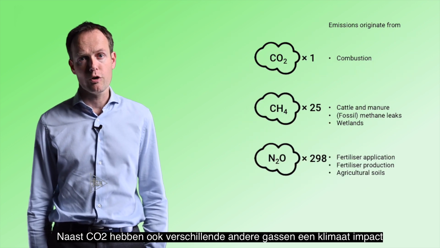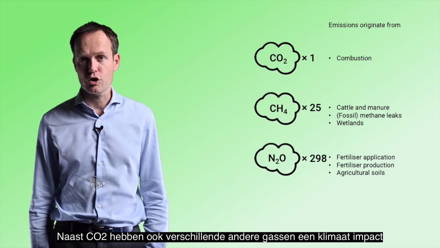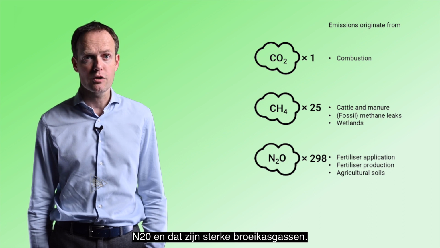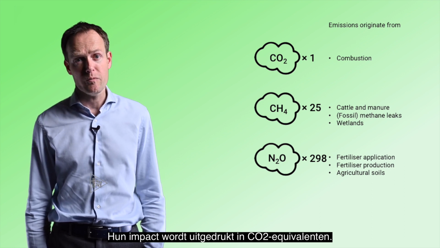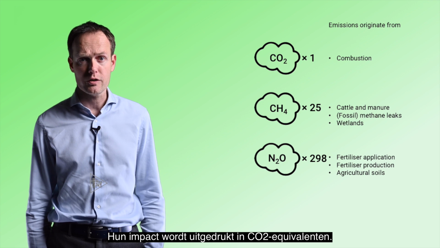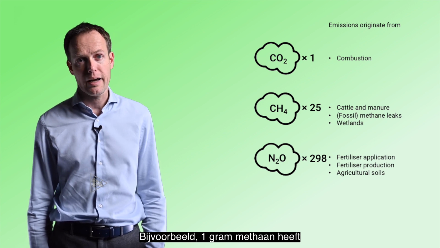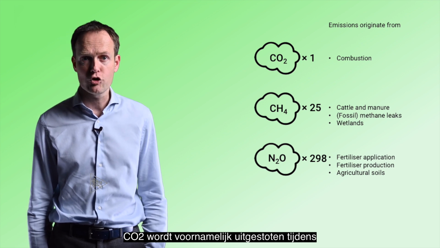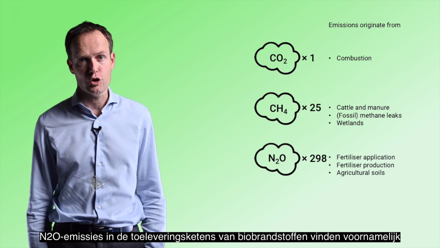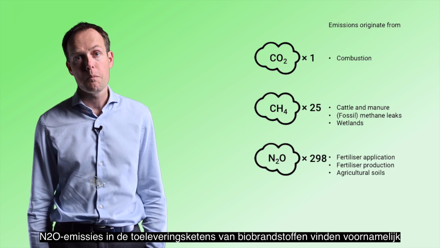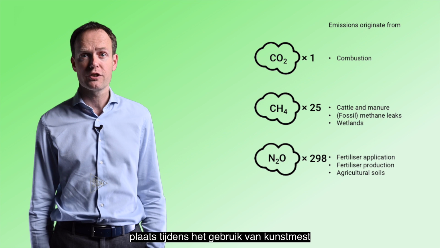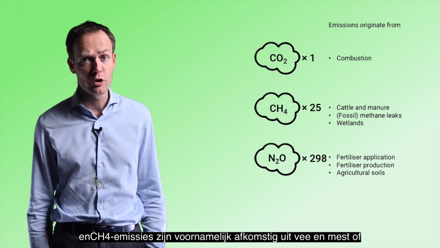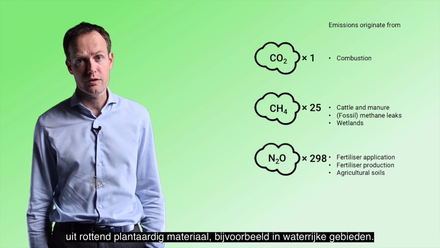Besides CO2, several other gases also have a climate impact, such as methane, CH4, and nitrous oxide, N2O, and these are strong greenhouse gases. Their impact is expressed in CO2 equivalents. For instance, 1 gram of methane has the same impact as 23 grams of CO2. CO2 is mainly emitted during the combustion of fossil fuels. N2O emissions in biofuel supply chains mainly take place during application of synthetic fertilizer. And CH4 emissions mainly stem from cattle and their manure or from rotting plant matter, for instance in wetlands.